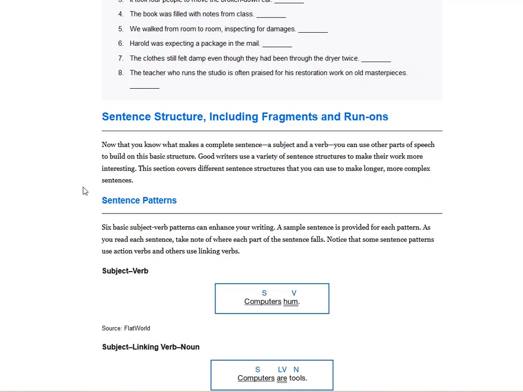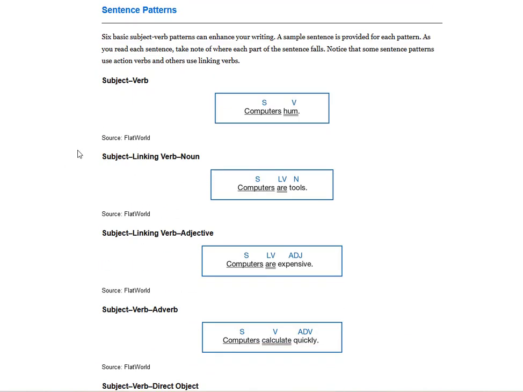So now that you know what makes a complete sentence, subject and a verb, you can use other parts of speech to build on this basic structure. Good writers use a variety of sentence structures to make their work more interesting. So here are the sentence patterns.